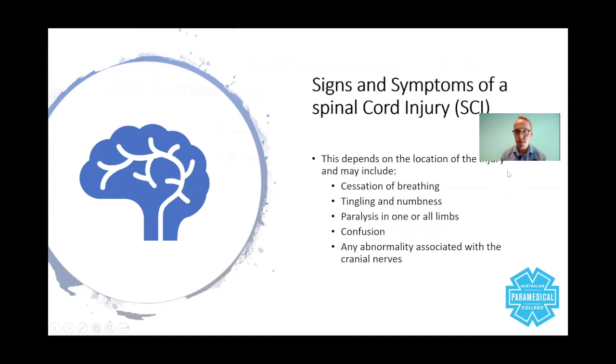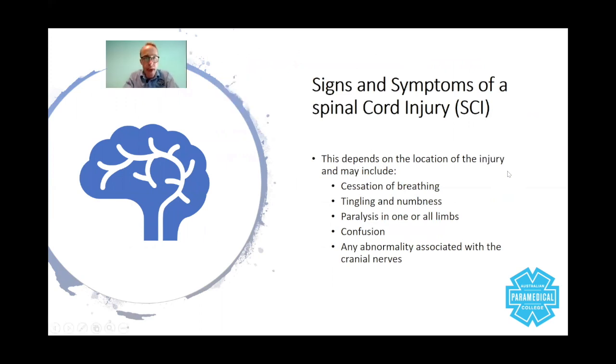Typical signs or symptoms of spinal cord injuries very much depend on the location. And this might include cessation of breathing if you injure C3, 4, 5. It might involve tingling and numbness lower down if you injure the lumbar vertebrae, paralysis in one or all limbs, confusion, and any abnormality associated with the cranial nerves, as you've just seen on the previous slide.